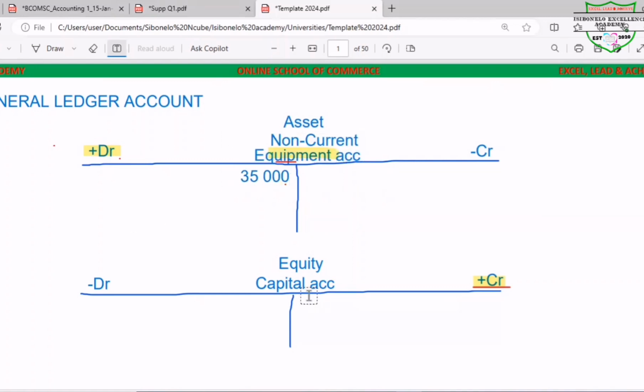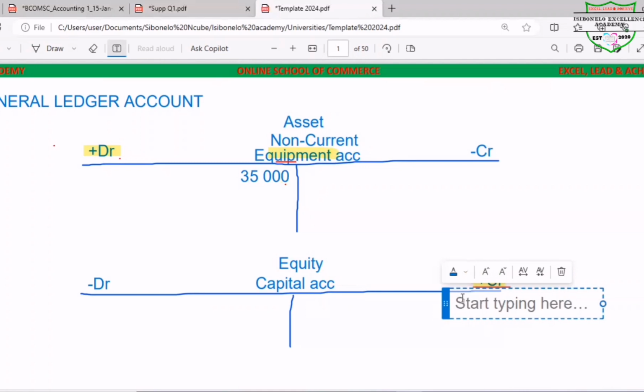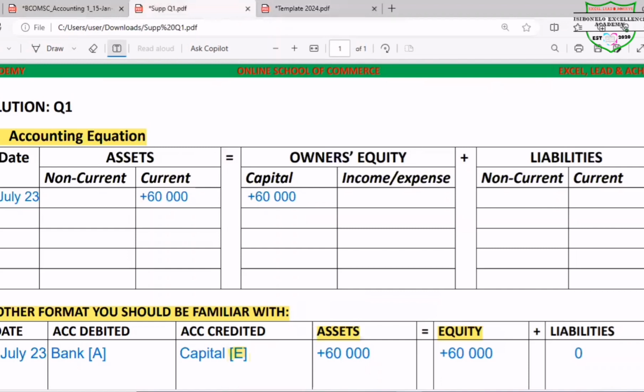And double entry principle: if an account is debited, the other one must be credited. So we're going to credit this one for how much? 35,000, the value of the equipment contributed. So now let us record in the equation.